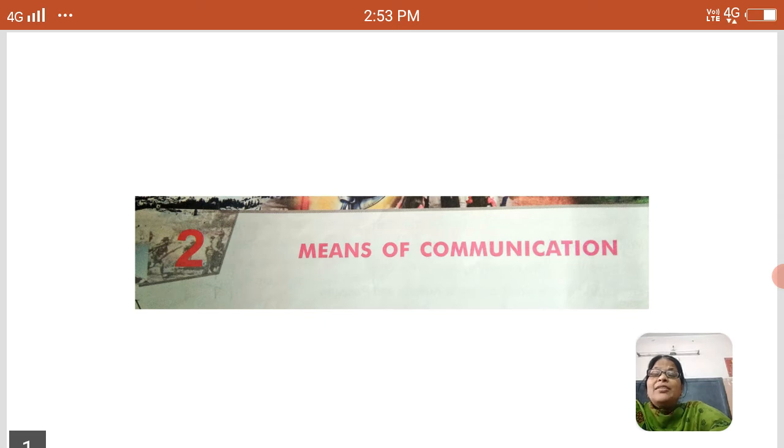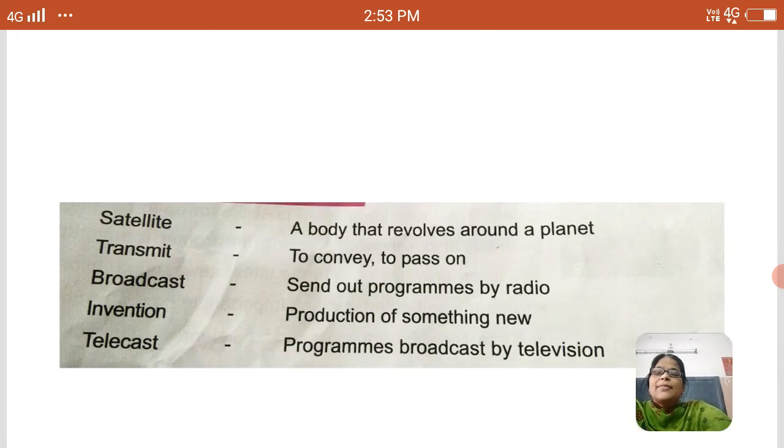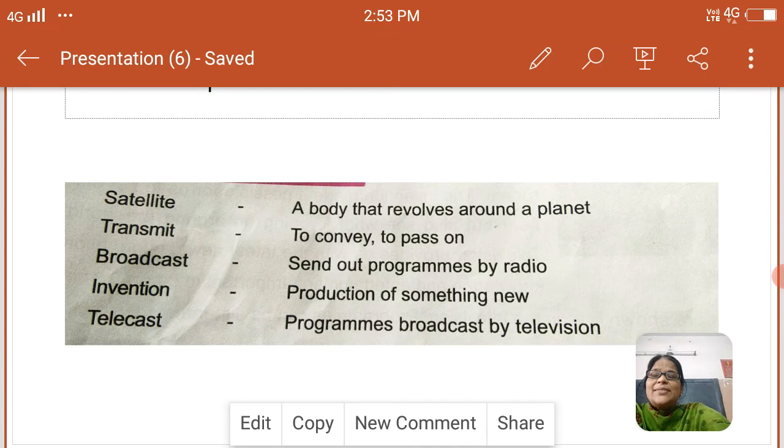Okay? Write the heading, Lesson 2, Means of Communication, and write today's date. And next, meanings, children. M-E-A-N-I-N-G-S, meanings. Here, there are 5 meanings, children.